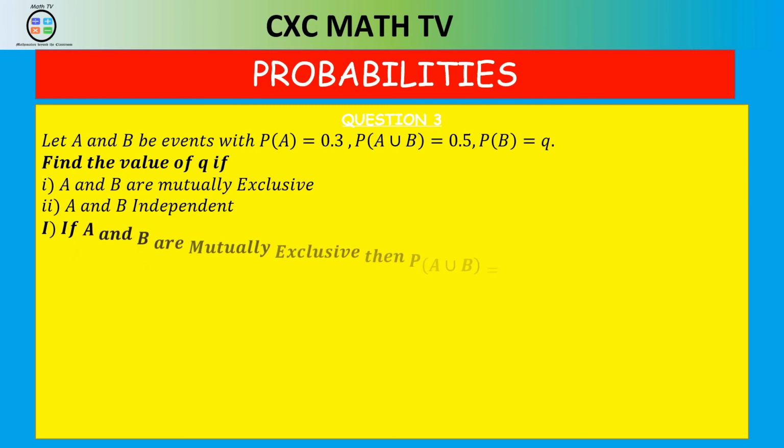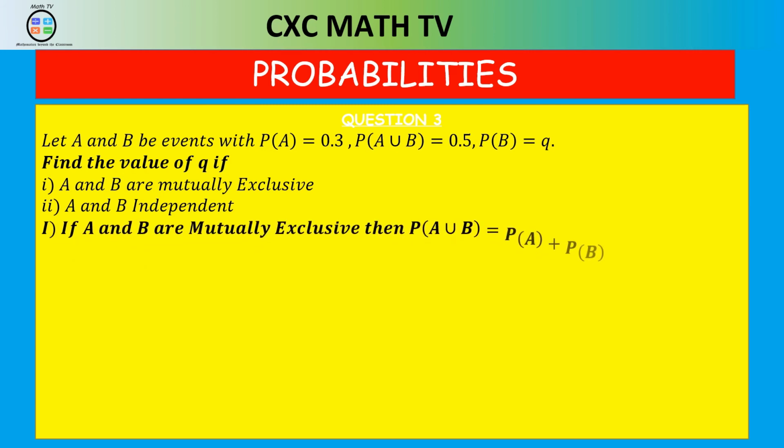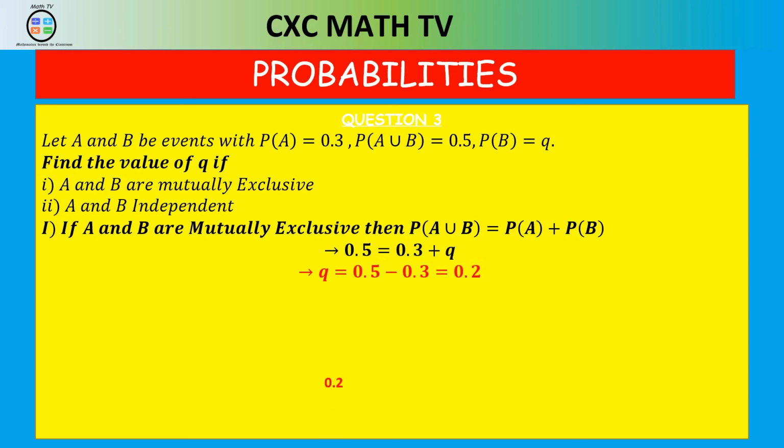Now if A and B are mutually exclusive, then we know that the probability of A union B is just the probability of A plus the probability of B. That's because the intersection would have to be 0. Nice. And so we can just say that 0.5, which is A union B, is the probability of A, which is 0.3, plus the probability of B, which is Q. Making Q the subject, Q is 0.2. Nice. So that would be the value of Q if A and B are mutually exclusive. That's 0.2. Now what if A and B are independent?